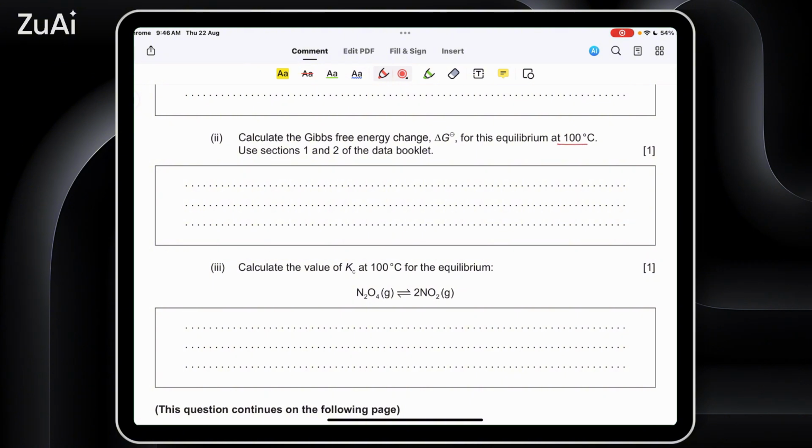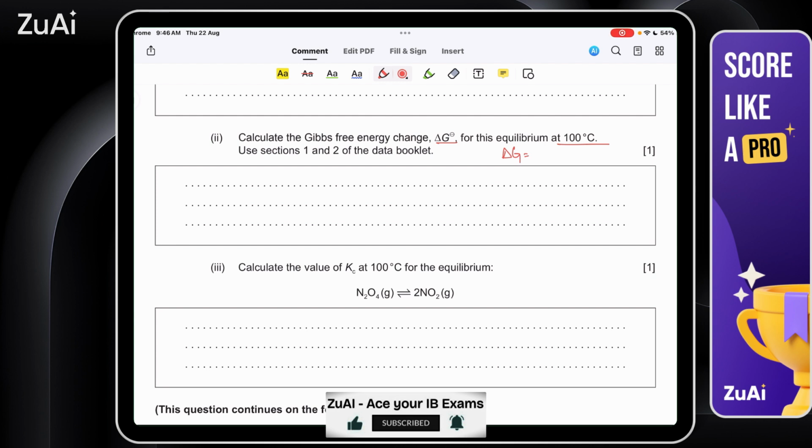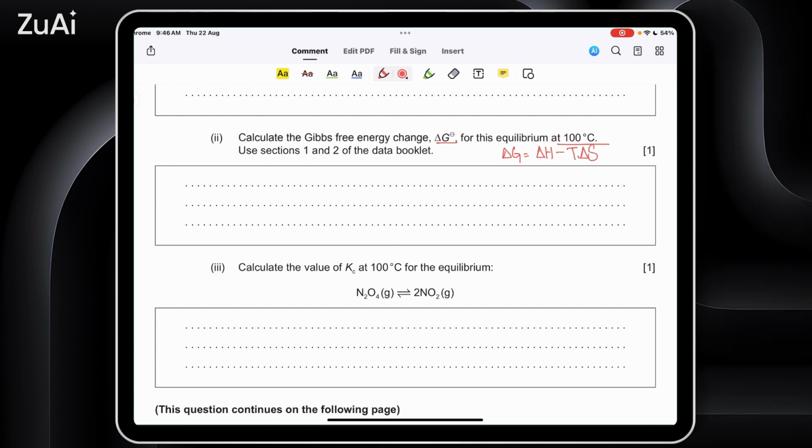Calculate the Gibbs free energy change for the equilibrium at 100 degrees Celsius. Now, what is the Gibbs free energy? Delta G is equal to, there are two formulas: delta H minus T delta S, or the second formula, negative RT ln K. So we have to see the equilibrium. For equilibrium we need K, that's why we have to use delta G is equal to negative RT ln K.